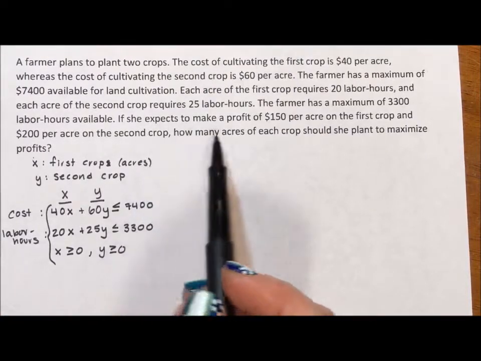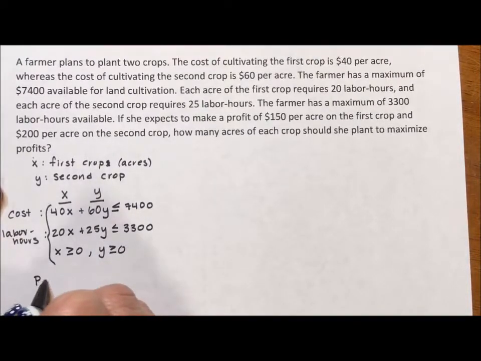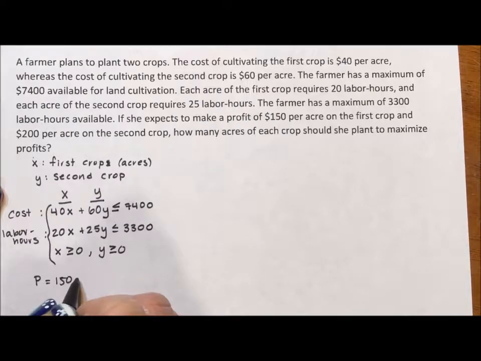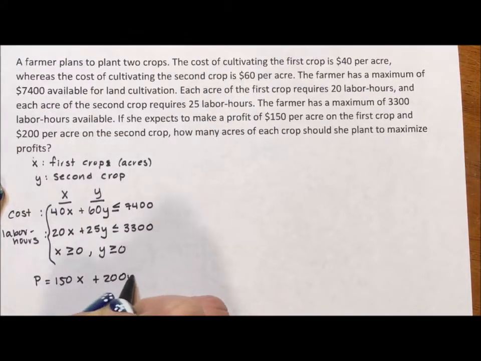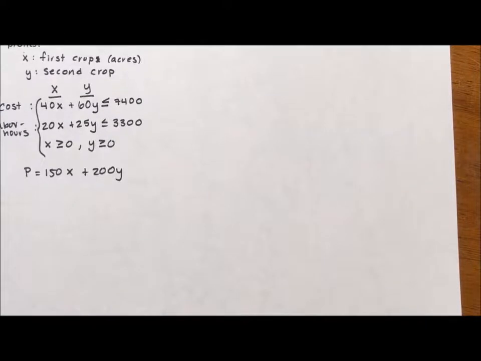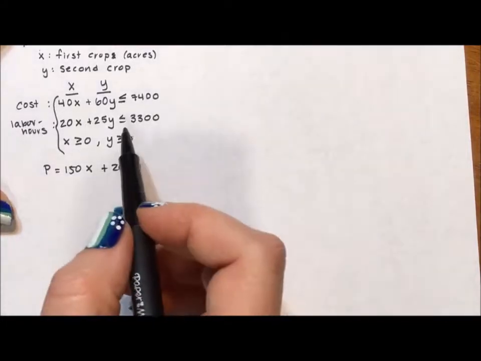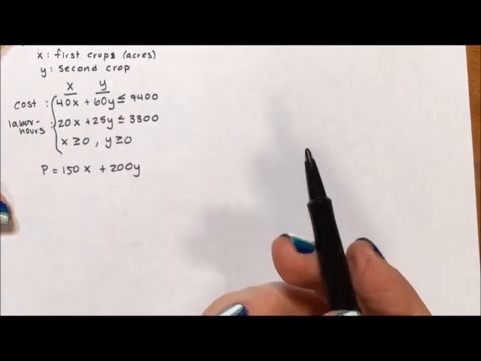But then our last thing is the profit. For our profit, it's $150 per acre of the first crop, and $200 per acre of the second crop. Okay, now that we have all of that, I'm going to scooch the story problem up because we need the room for the rest of the process. Okay, we want to maximize our profit. The first thing we need to do now is graph this set of inequalities.